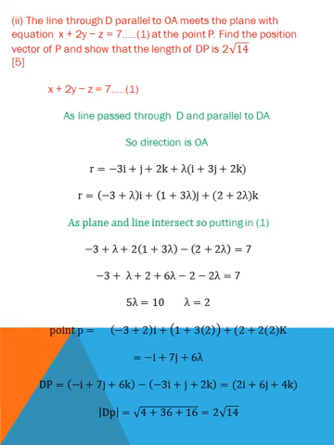So put the value of x as minus 3 plus lambda, the value of y as 1 plus 3 lambda, and the value of z as 2 plus 2 lambda here. I will find that lambda is equal to 2. Then, to find the point P, put the value in equation number r is equal to minus 3 plus lambda, 1 plus... This is a general point of intersection of two equations.